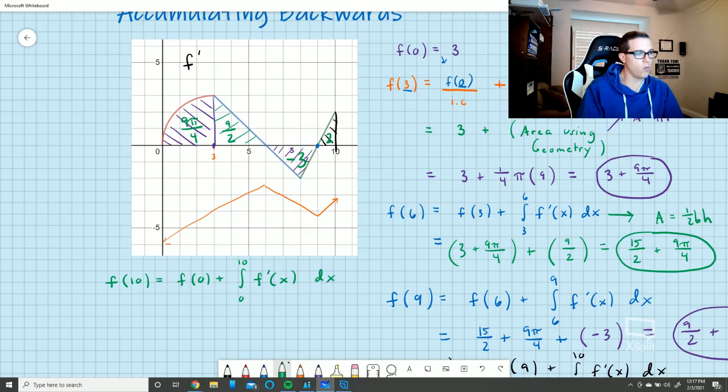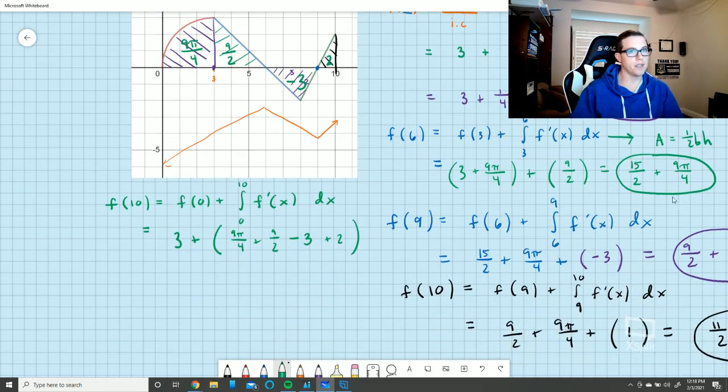I could have done it all in one move if I didn't need to find all those points. So f of 0 was my initial condition plus the accumulation. Then it's just add up all these: 9 pi over 4 plus 9 halves minus 3, it's a negative area, plus 2. It's a little bit faster. You can do it all at one time. I mean, it's the same thing that we did.